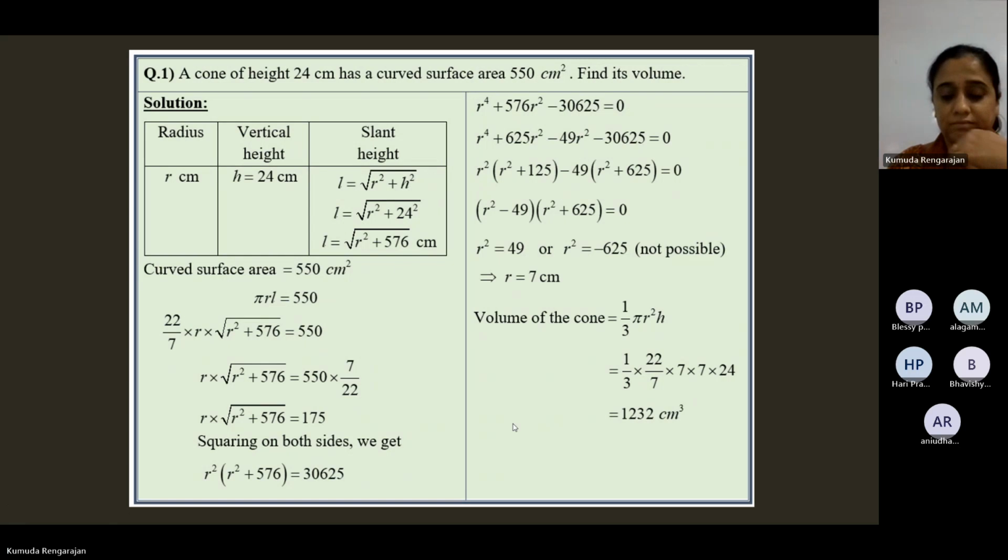All right. Okay, I'm sorry to disturb. So when you're given, so here, what is it? We are given CSA. Curved surface area 550 is given to you. And using that, you should find volume. CSA is given.